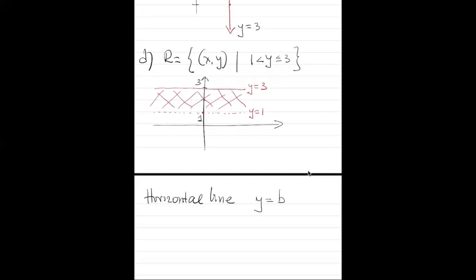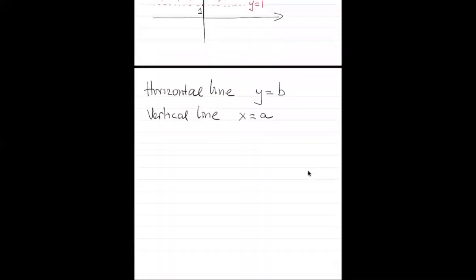A vertical line will have an equation x equals some number a. All right, so these are special lines which we can recognize. In the horizontal line you have y but no x, and in the vertical line there is x but no y.